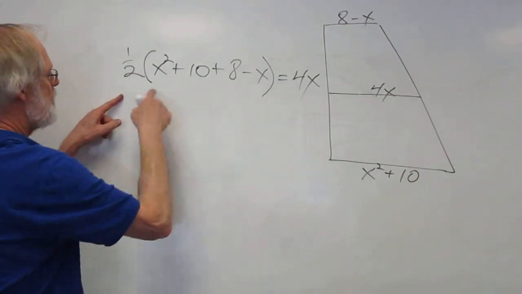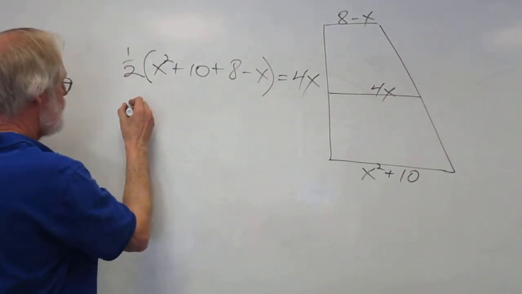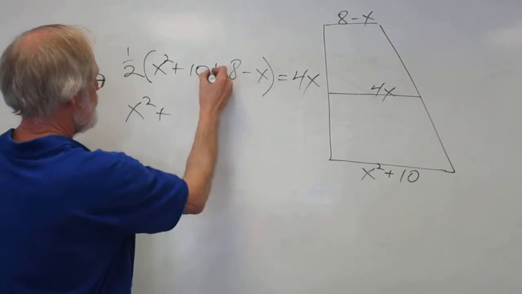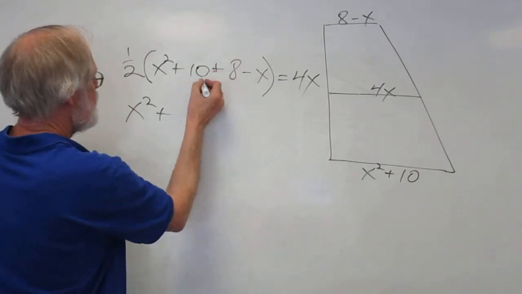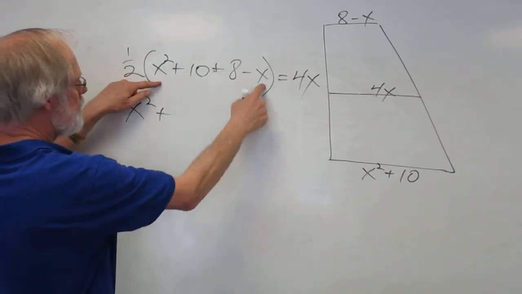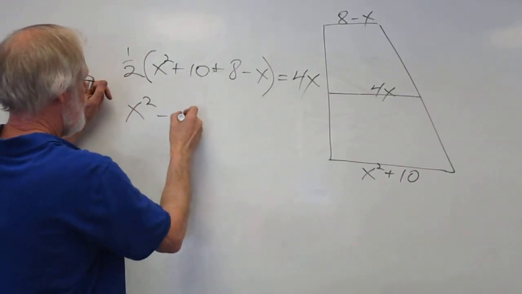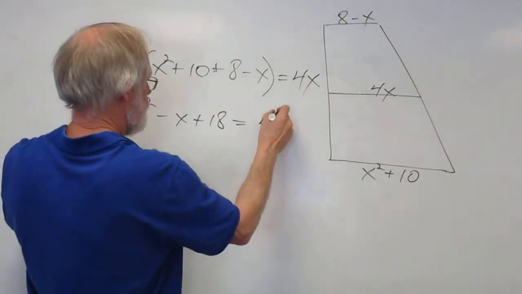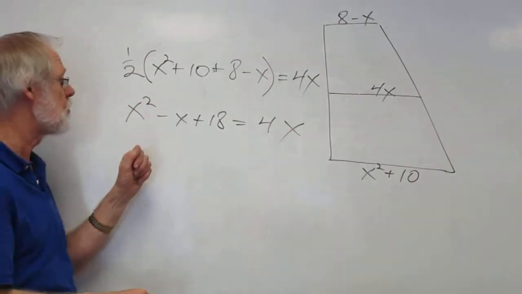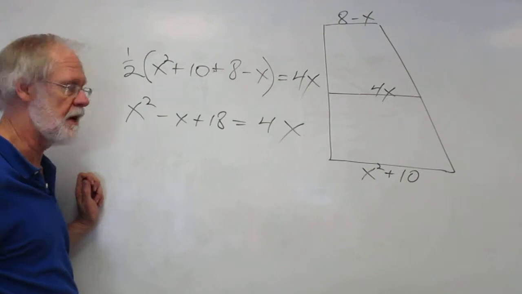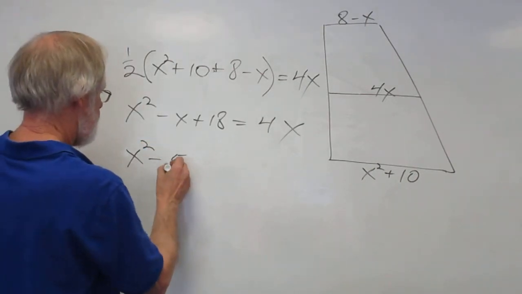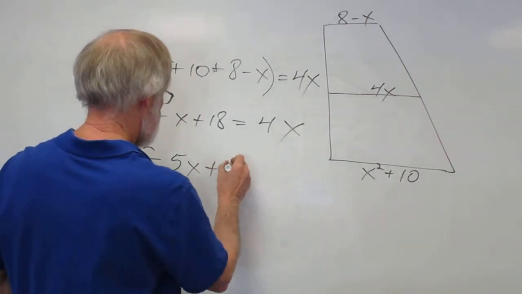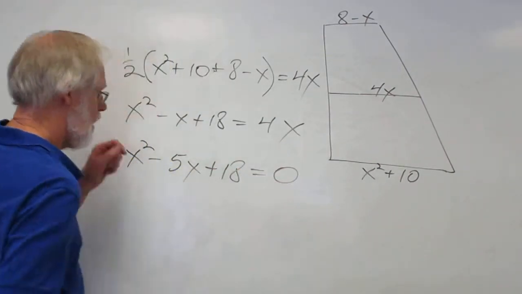So now let's multiply both sides by 2 to get rid of the fraction. So we get x squared plus, oops, that should be 10x. No, it shouldn't. Let's do x squared minus x plus 18 equals 4x. I just want to put it in the correct order here so that we can deal with it as a quadratic and factor it. Minus 4x, that gives us x squared minus 5x plus 18 equals 0.